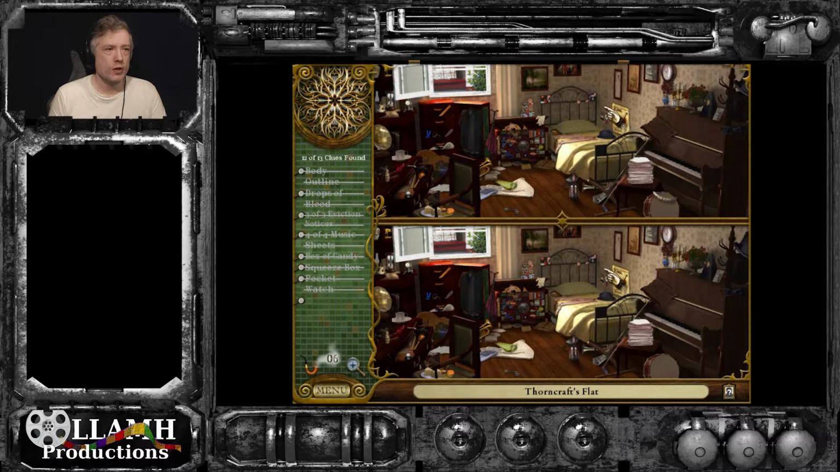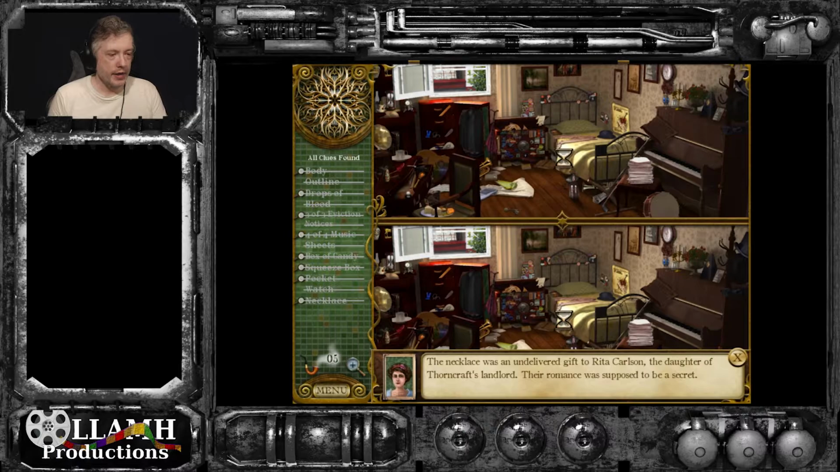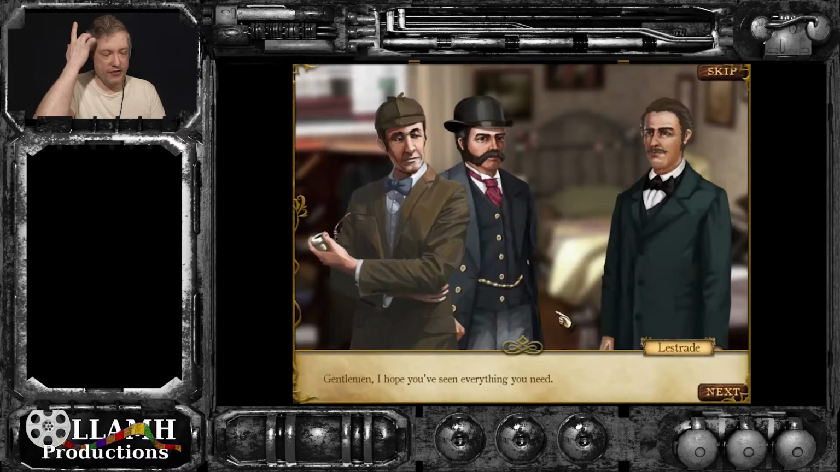One more difference. One more difference. Hello? And I am just not seeing it. I am so not seeing this difference. Oh, there's a necklace there. Okay. The necklace, it was an undelivered gift to Rita Carlson.